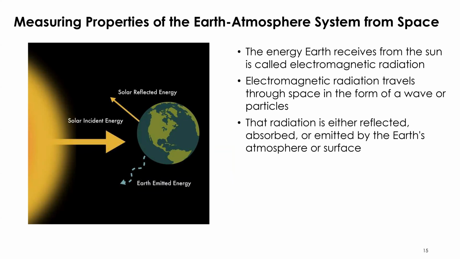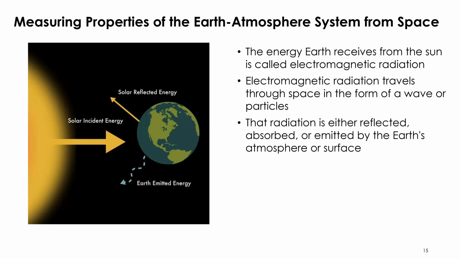So the important thing to remember, honestly, about working with satellite imagery is that solar energy comes from the sun in these different wavelengths, and we call that electromagnetic radiation. And then that radiation, once it hits the Earth, is either reflected or absorbed or emitted by the Earth's atmosphere or surface. Those are the three things that you just have to remember.